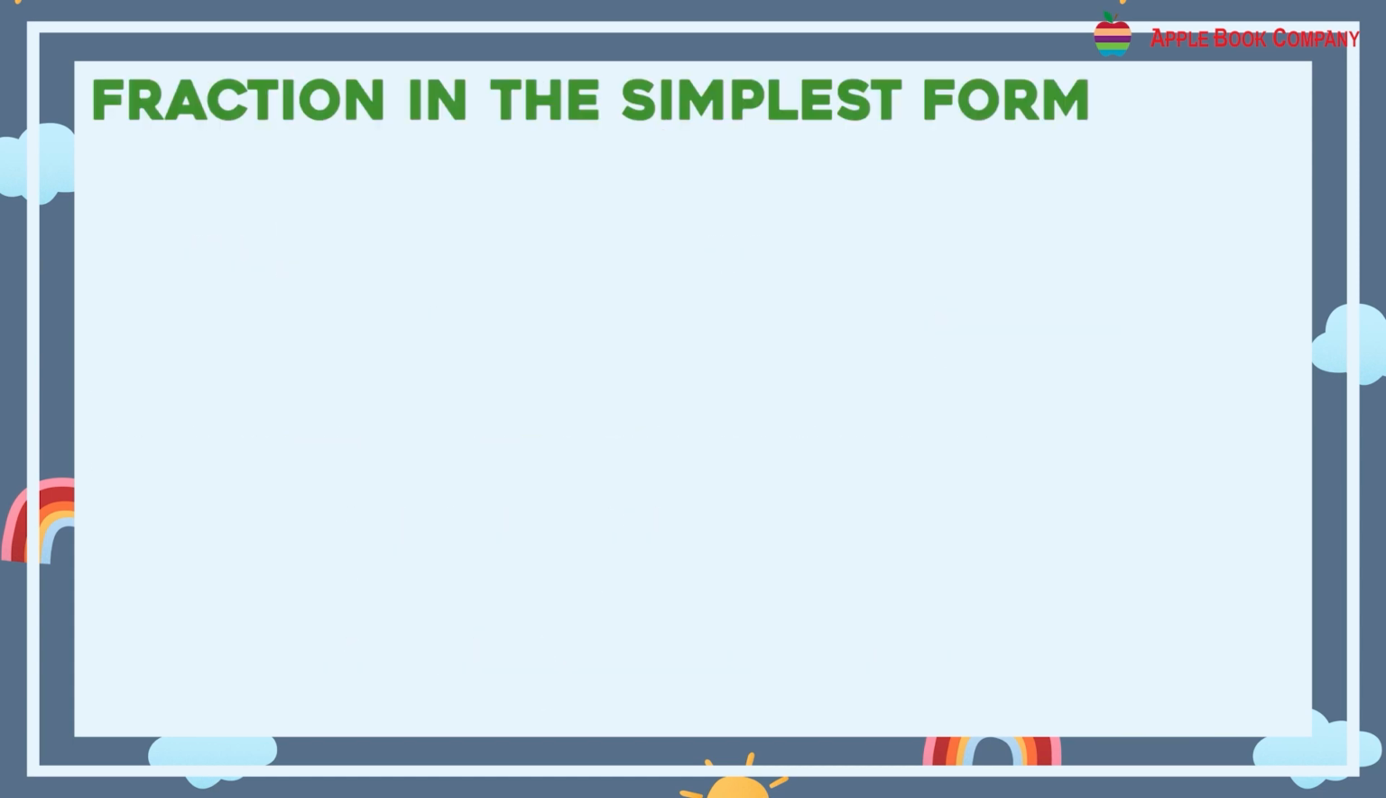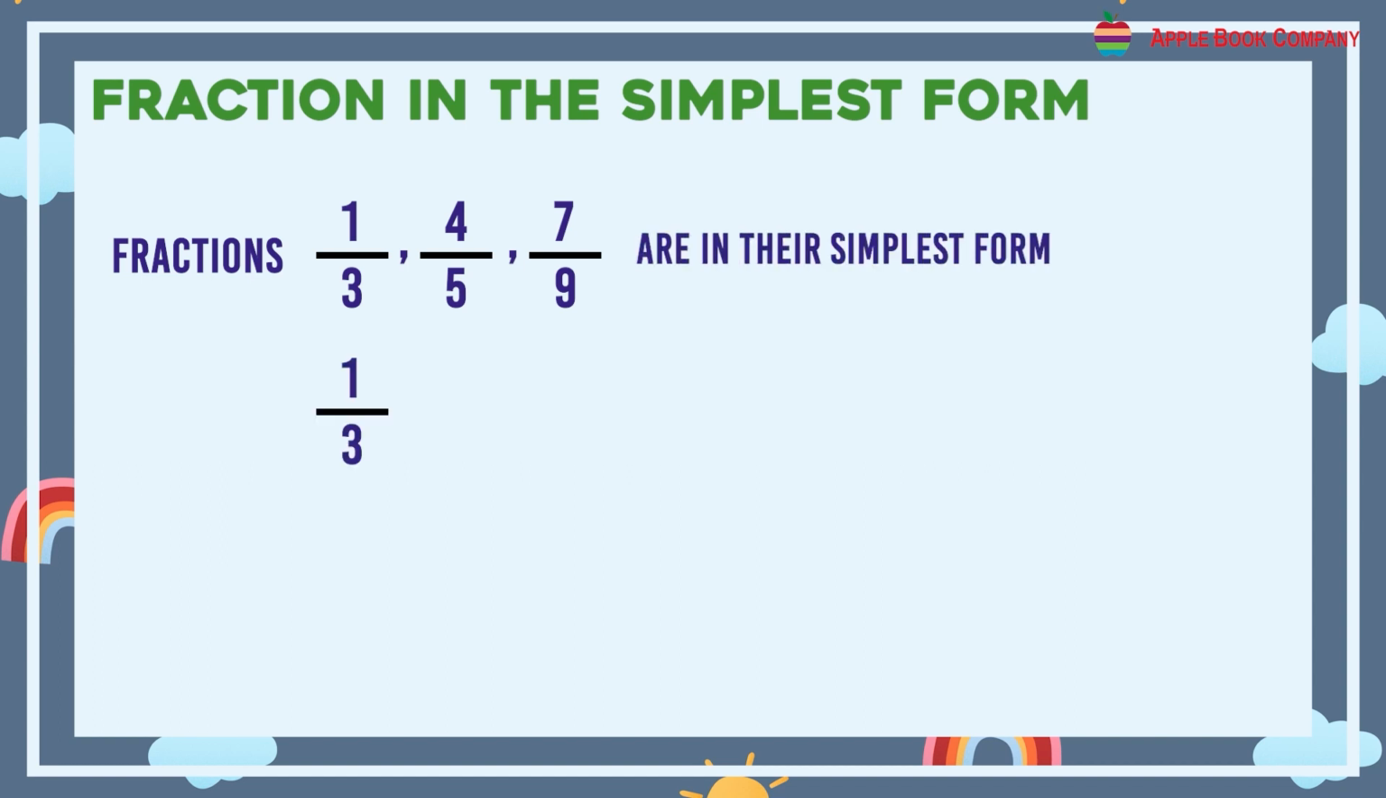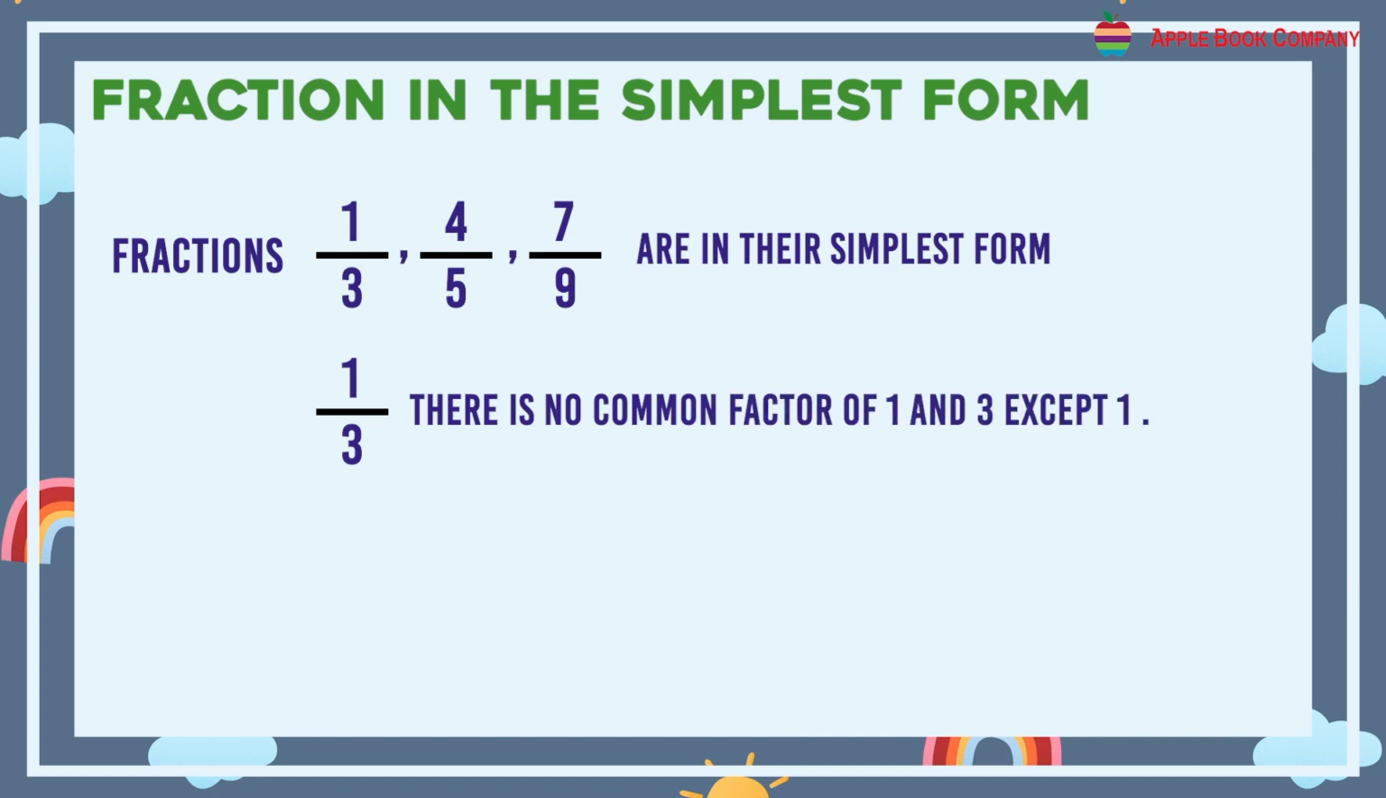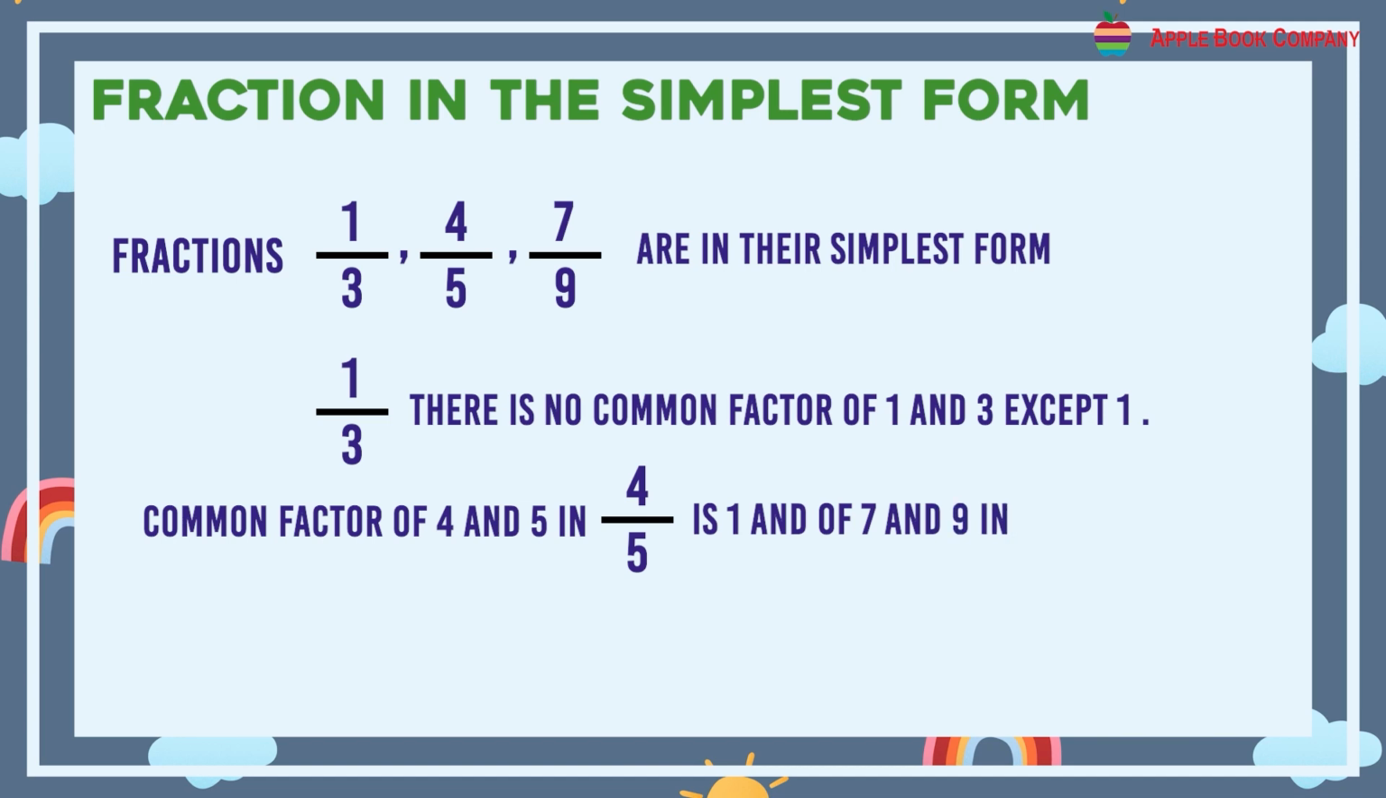Fraction in the simplest form. A fraction is in its simplest form if its numerator and denominator have no common factor other than 1. Fractions 1 by 3, 4 by 5, and 7 by 9 are in their simplest form. In 1 by 3, there is no common factor of 1 and 3 except 1. Likewise, the only common factor of 4 and 5 in 4 by 5 is 1, and of 7 and 9 in 7 by 9 is also 1.